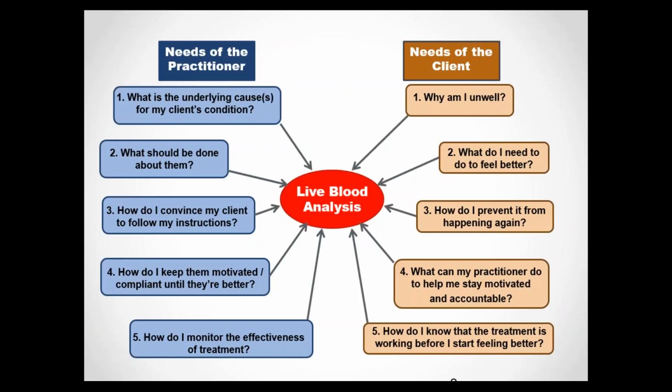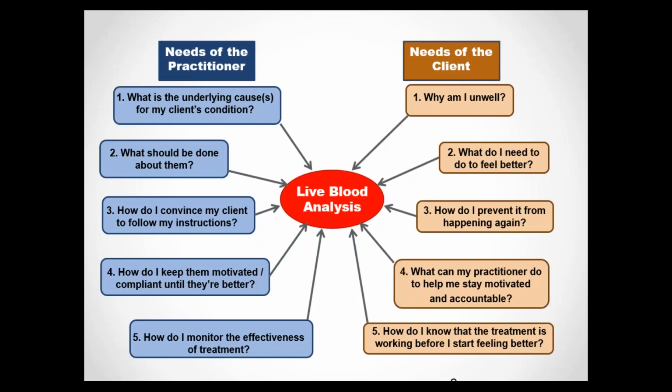Well, no, you don't. There are no formal regulations about live blood analysis, so in essence, anyone can add it to their practice. It's not actually meant as a medical tool, so a medical practitioner would actually not really know how to utilize live blood analysis because we're looking at the blood from a completely different perspective, from a naturopathic or nutritional perspective rather than a medical perspective.